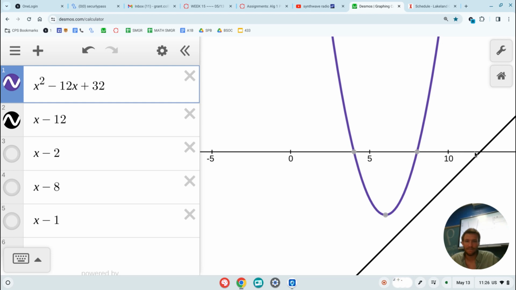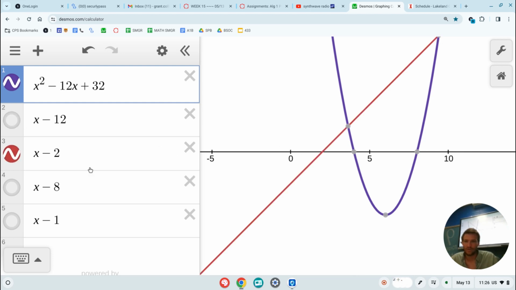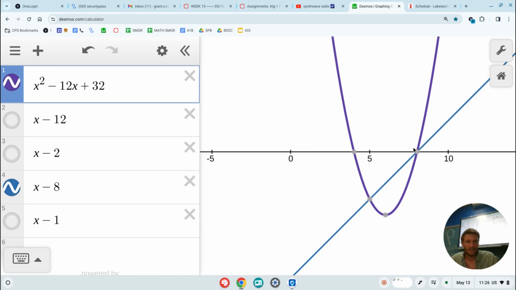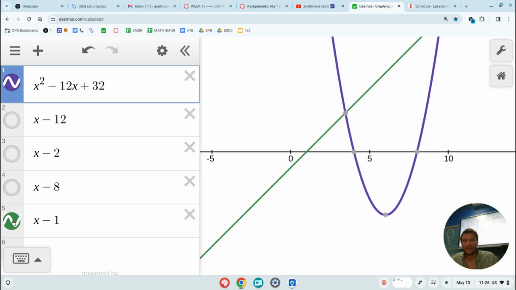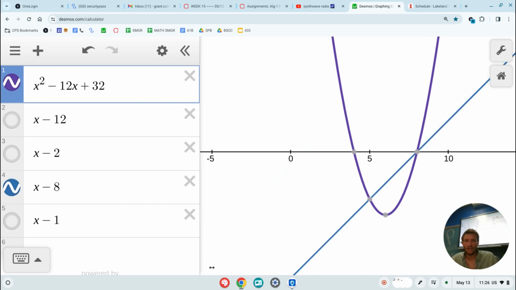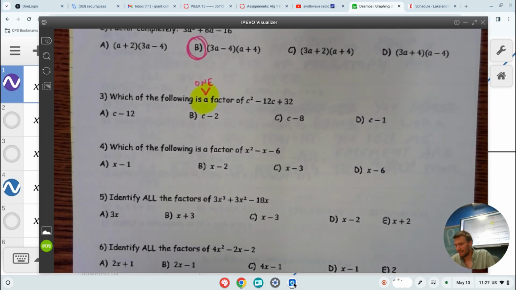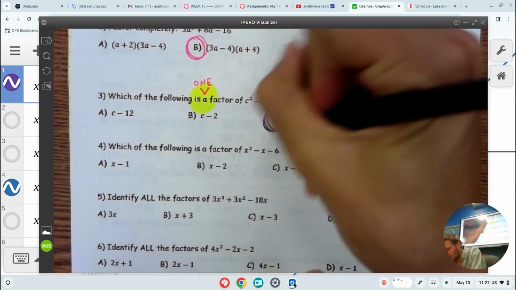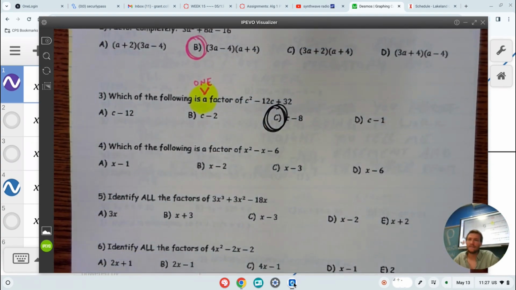So this goes through the wrong door. This goes through the wrong door. This goes through the correct door. And this one goes through the wrong door. So we're going to choose x minus 8. We're going to choose letter C. And that has turned this question into a pretty easy question.